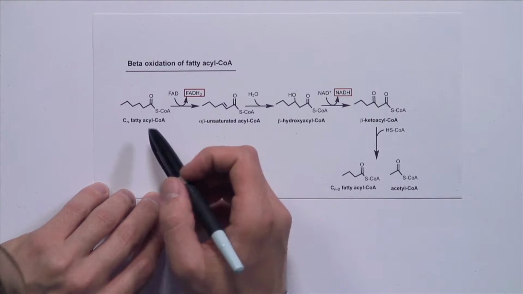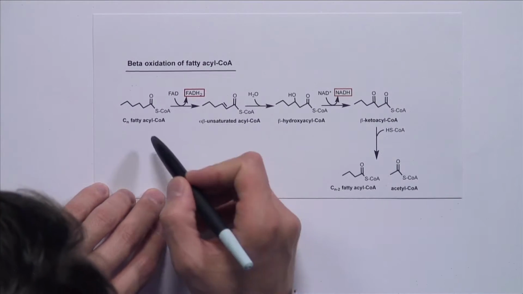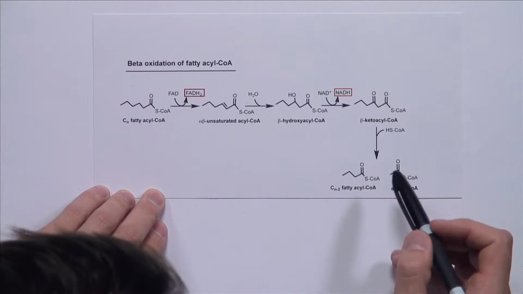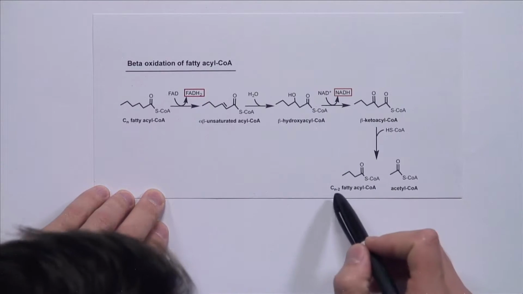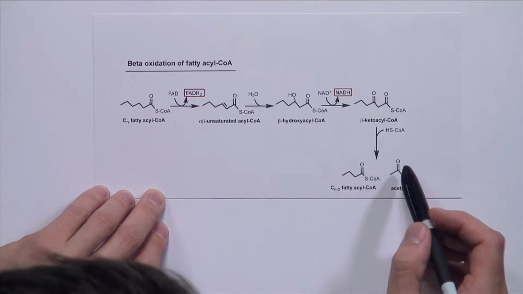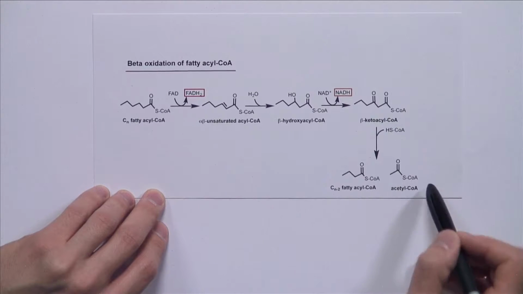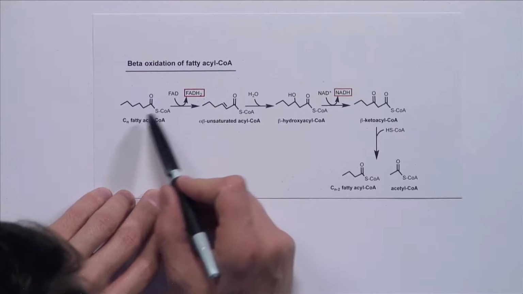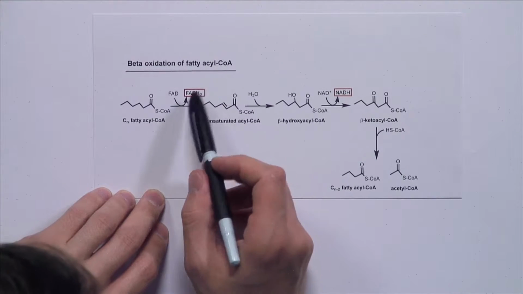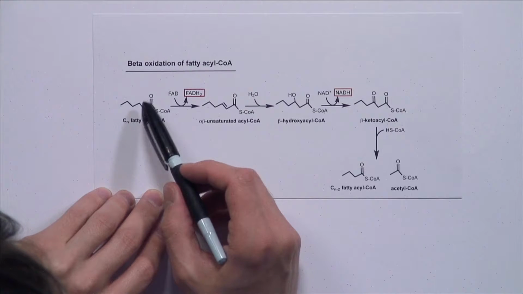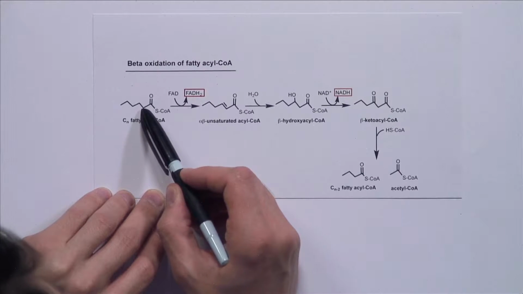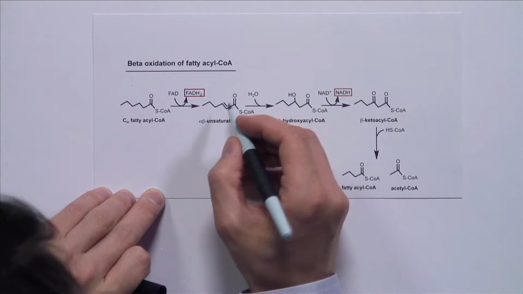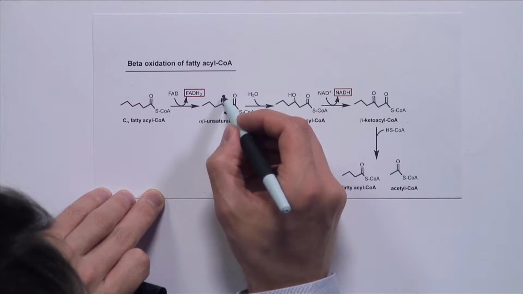We're starting with a fatty acyl-CoA thioester that has N carbons, and by the end of the process we're going to get a thioester that has N-2 carbons, and the remaining 2 carbons are going to be in the form of acetyl-CoA. Now, this beta oxidation involves 4 steps. In the first step, we're going to use a dehydrogenase to oxidize this single bond between the alpha and the beta carbons and make a trans double bond. So this is the alpha carbon, this is the beta carbon.